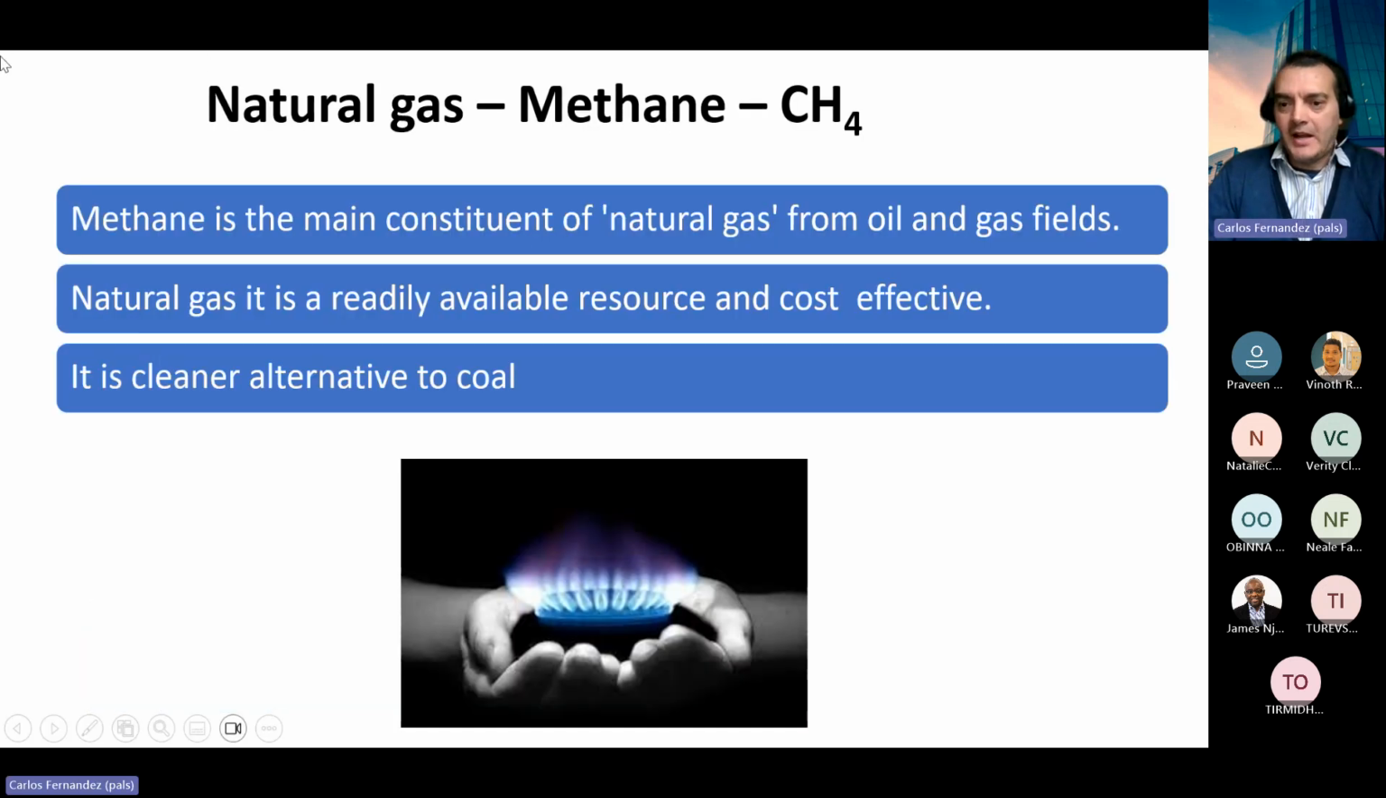One of the things about natural gas, it produces methane. So methane is the main constituent of the natural gas from oil and gas fields. Natural gas is a readily available resource and cost effective. It's a cleaner alternative to coal. So this is something quite interesting and good.